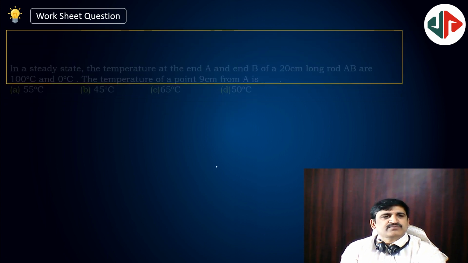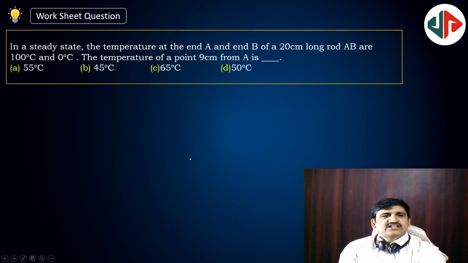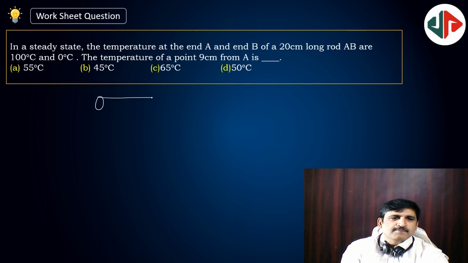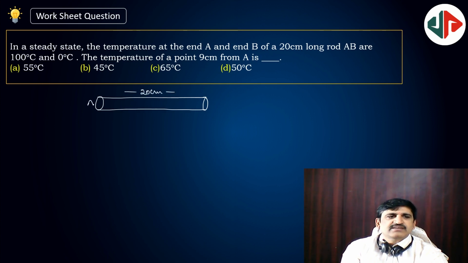Yes, next. In a steady state, the temperature at the ends A and B of a 20 centimeter long rod AB are maintained at 0 degrees Celsius and 100 degrees Celsius. Then what will be the temperature at a point 9 centimeter from the end?